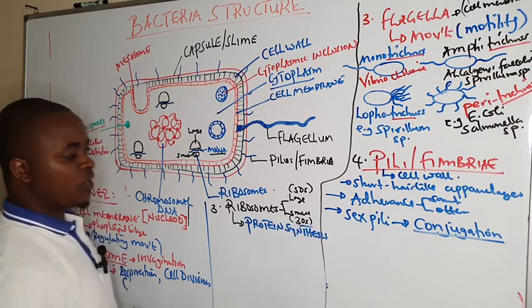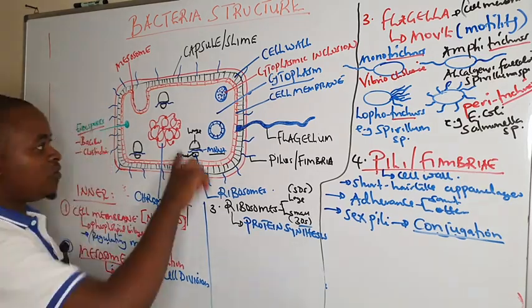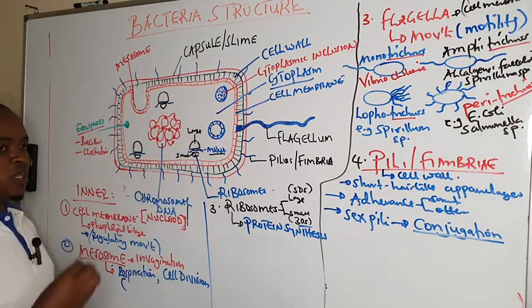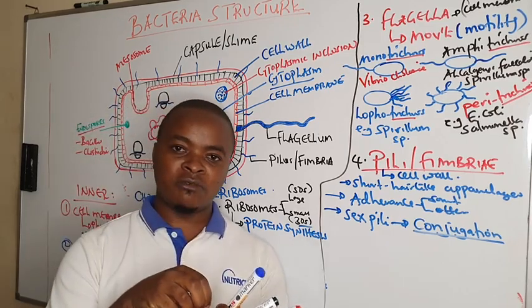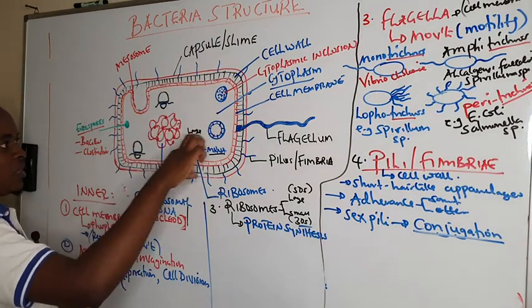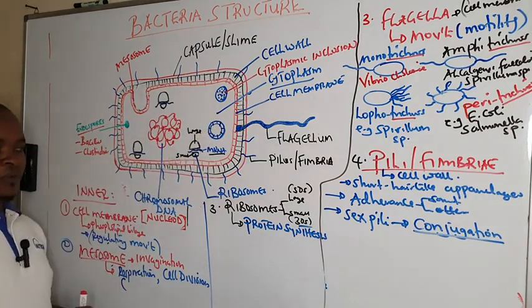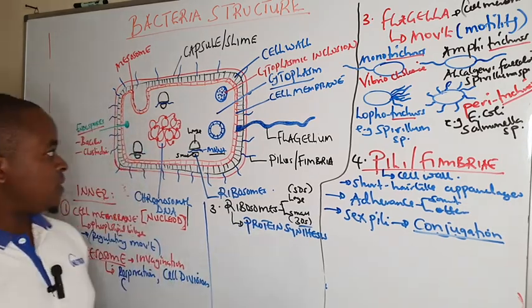Within prokaryotes like the bacteria, these ribosomes are found freely. We know that in eukaryotic cells, the ribosomes are bound to the rough endoplasmic reticulum. But here, they are all over, freely within the cytoplasm of the cell. And their major function is protein synthesis.